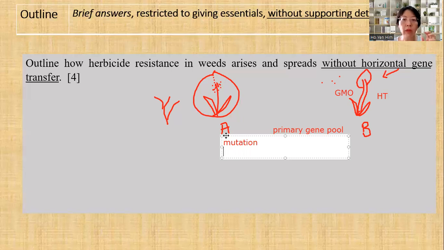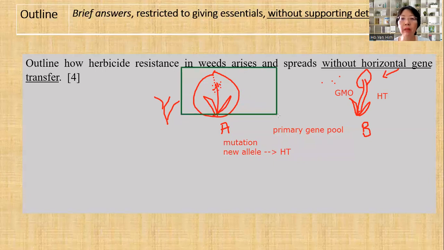So because of mutation, the new allele arises, right? Which confers herbicide resistance or tolerance. But this is not enough, because we are talking about the whole population, isn't it? It cannot be that one becomes resistant and everything becomes resistant. So we're talking about a whole population that's not resistant yet. So there are a lot of plants here.